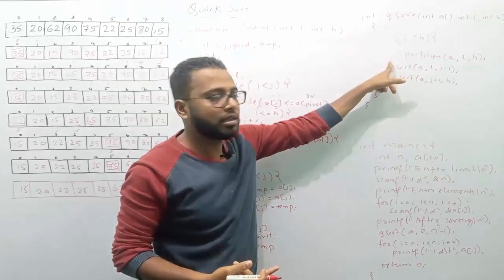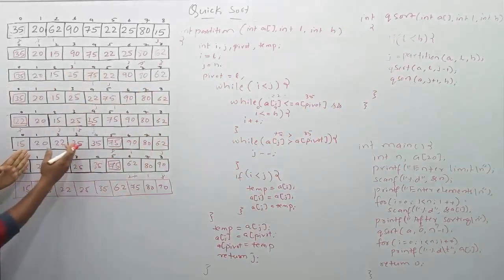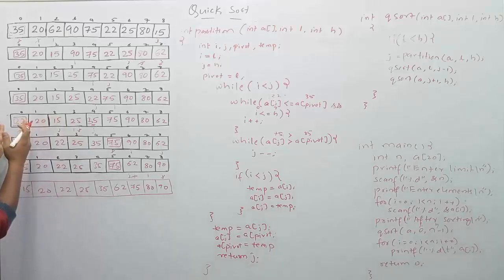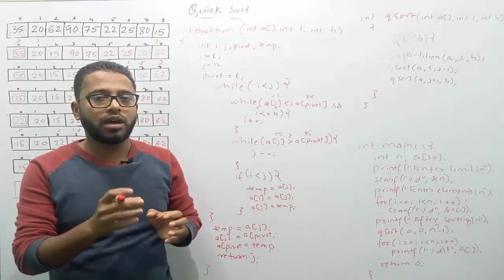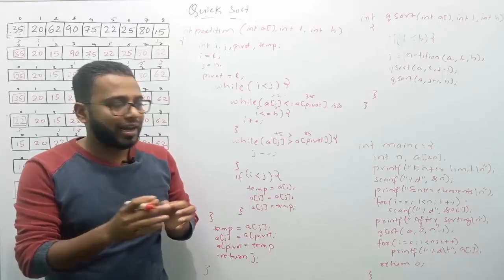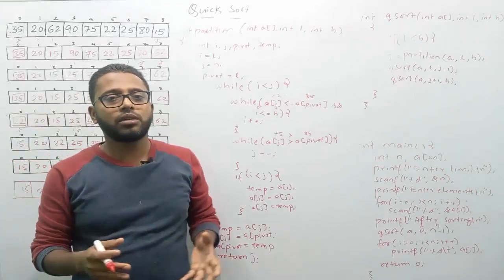Now 4 gets stored here, and with that the quicksort function gets called again on the left side subarray and right side subarray. I am sure you guys have understood how the elements get sorted and how this entire code works. So that's all for this video, guys.